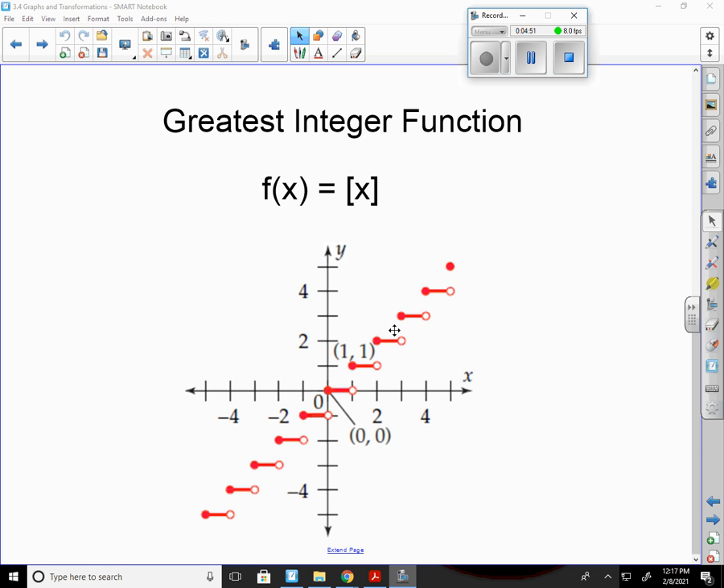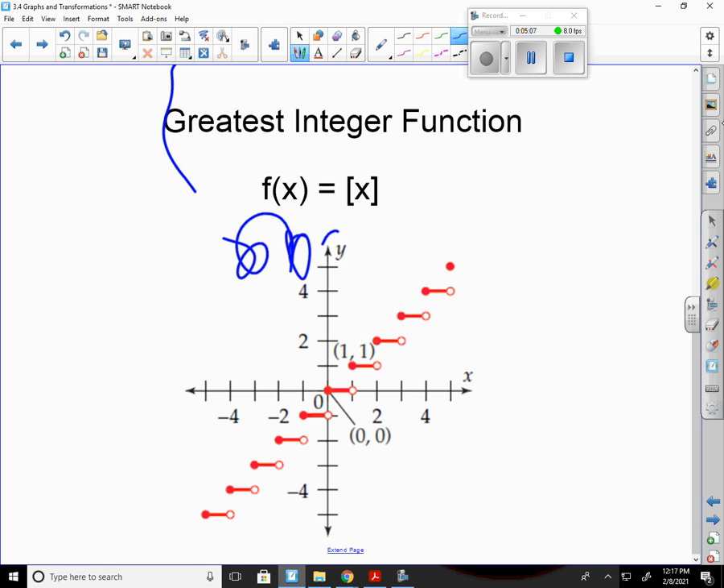3.8 rounds down to 3. So even though my x would be 3.8 here, close to 4, even though it would be close to 4 here for my x, the y is just going to be 3 because it rounded it down. That's why it's a horizontal line that goes between 3 and 4.